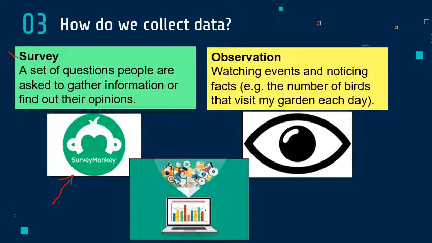The next type is observation. Now, this is where you're watching events or noticing facts unfold. So for example, you might say, what is the number of birds that visit my garden each day over a week? So you maybe set up a camera, or you could be really willing and sit out there and record it with a piece of paper and some tallies. But there you're observing something that's happening, and then you're recording it down, to be analyzed later.